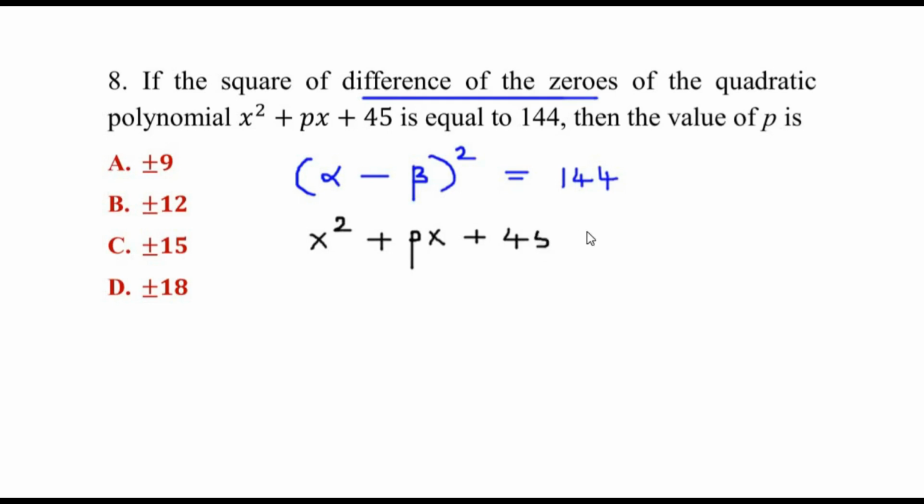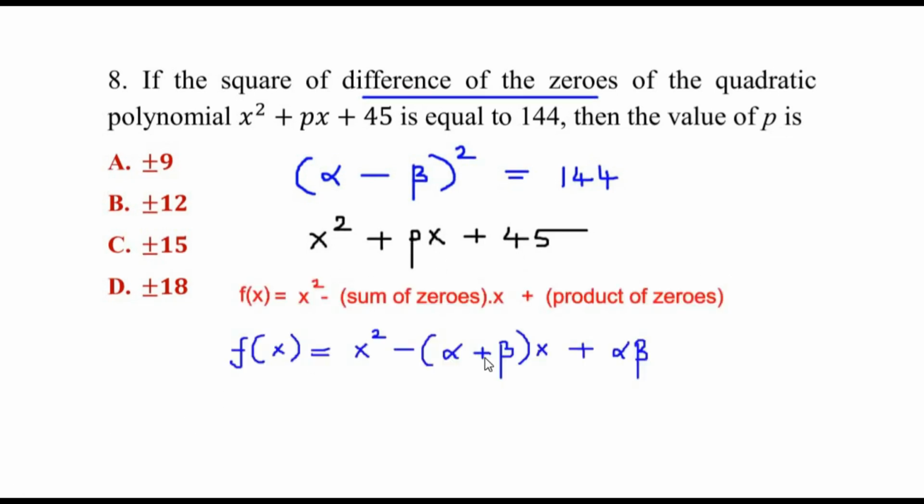Now we are going to use the alpha plus beta and alpha beta formula to find the sum of the roots and product of the roots. So let me write down the formula here. Now comparing the sum of the roots, which is the negative of the coefficient of the x term, we get alpha plus beta is equal to minus the x coefficient, which is p. So let us write here p, and the product of the zeros, that is alpha beta.